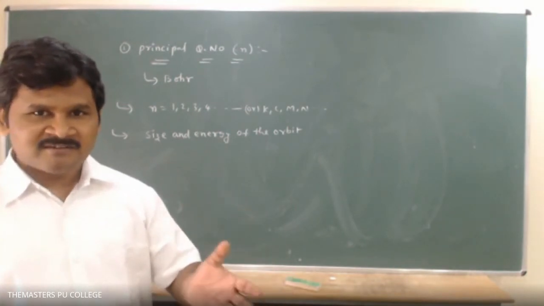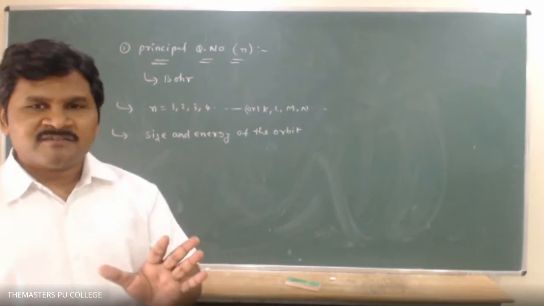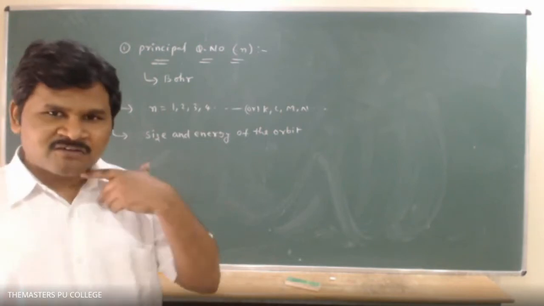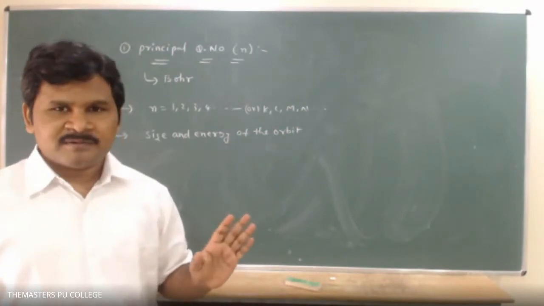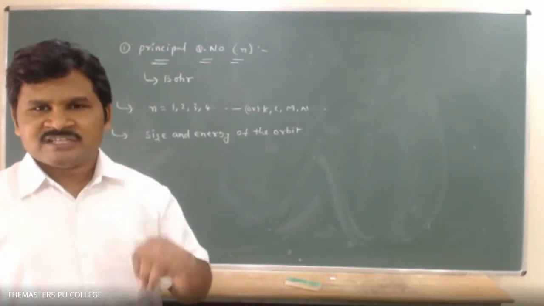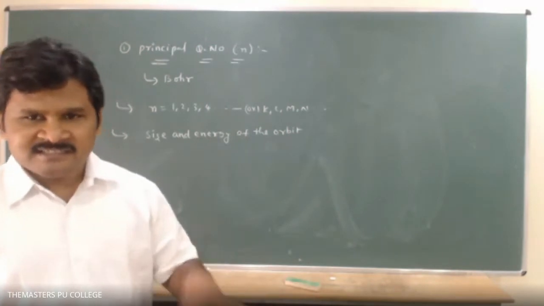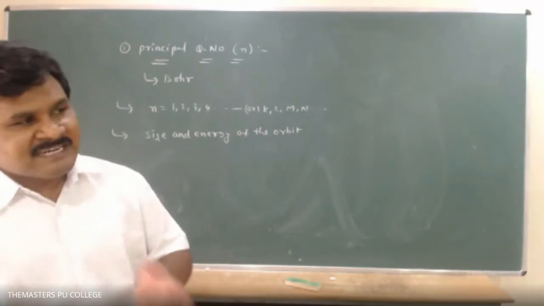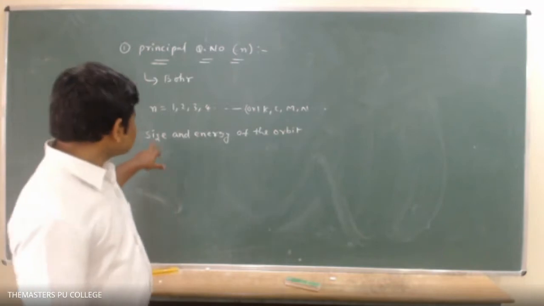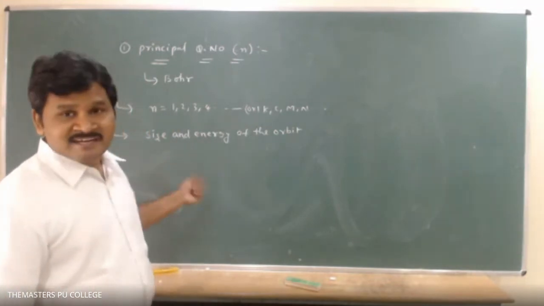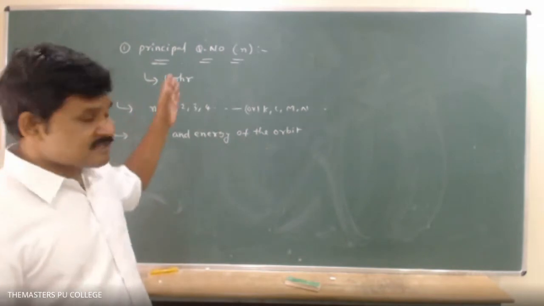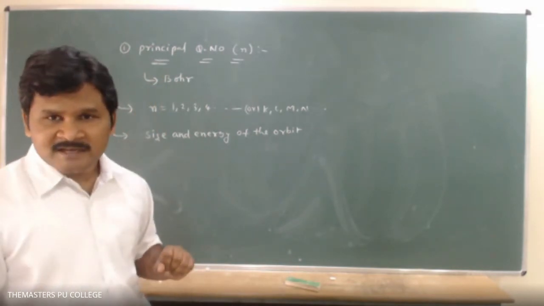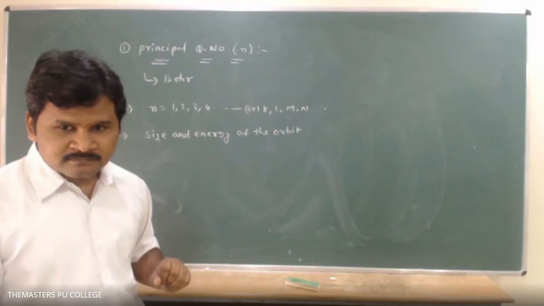Whatever principal quantum number you take, the shell number is also the same. For example, say n is equal to 3. N is equal to 3 means what it indicates? Its shell number is 3. But in addition to that, we can also calculate the size and the energy with respect to this quantum number. Okay? Yes, sir.